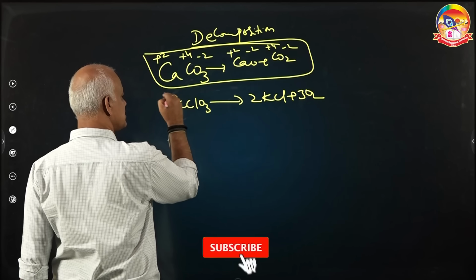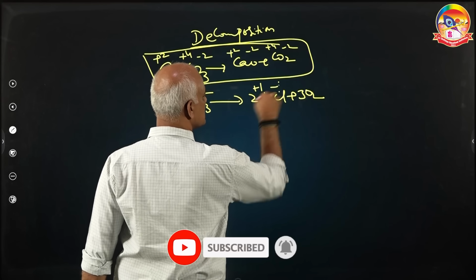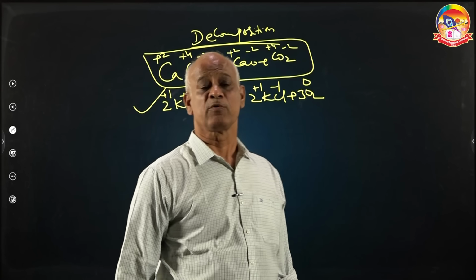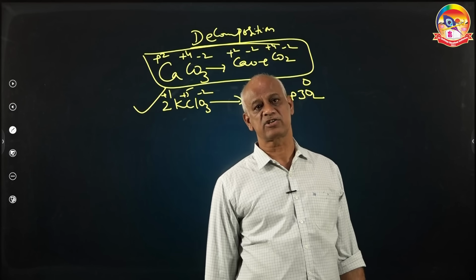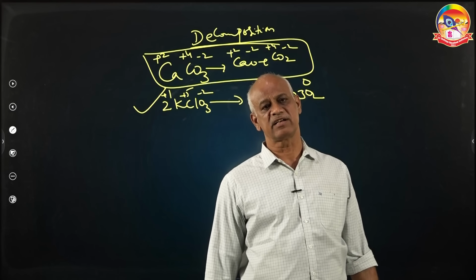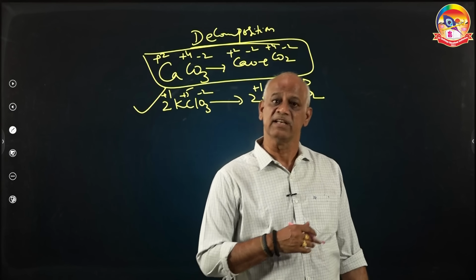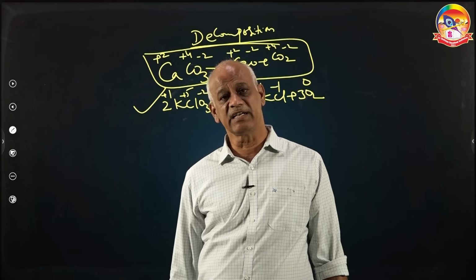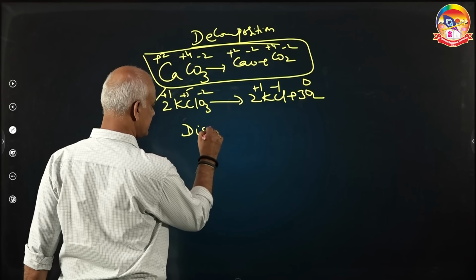Whereas you see here, this is +1, this is +5, this is -2, this is +1, this is -1, this is 0. This is a redox reaction. Thus, in a combination reaction, you can say that it is a redox reaction when at least one of the reactants is an element. In a decomposition reaction, you can call it a redox reaction only if at least one of the products is an element. Then after identifying this, you should also know the next part called displacement.